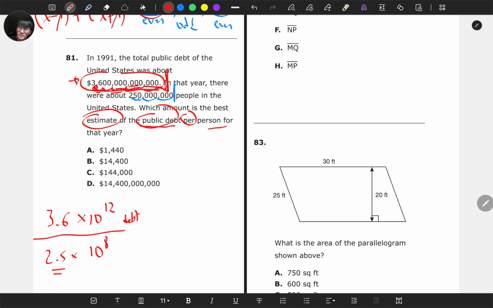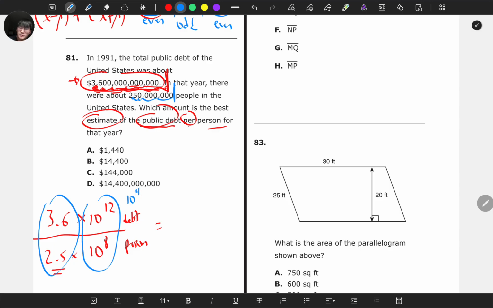per person, okay? So scientific notation is very convenient because you can just simplify by doing this math first, and then you can do this math, okay? So 10 to the 12 divided by 10 to the 8, using your laws of exponents, you know that this is going to be 10 to the 4th, right?